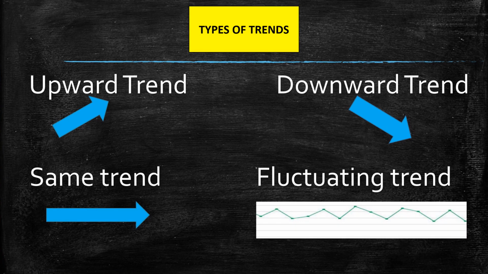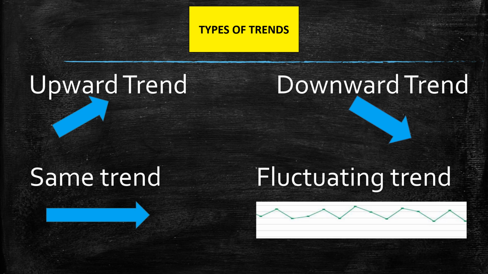These are the different types of trends we have seen in the previous slide. When the line in the graph goes in the upward direction, or the movement, the pattern of the line is upward or going up, it is called an upward trend. If the line is going down, you call it a downward trend. And if there are no changes, like from January to March, you have seen there is no change, it's the same. It is called same trend. And you have seen from September to December that it's going up and down, up and down. When you see such a pattern in the graph, it is called fluctuating trend.